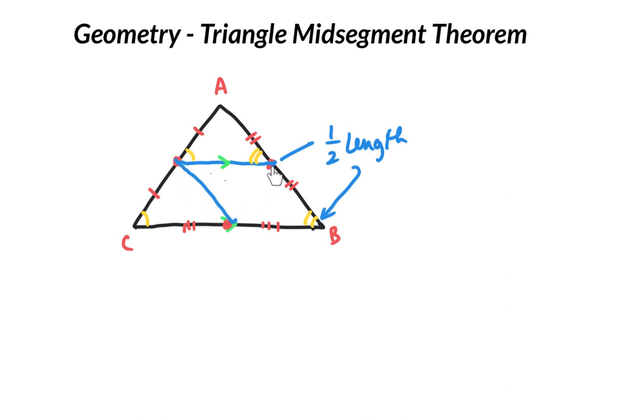But we could certainly connect these two. We could do this. Maybe I'll use a different color, like that. And then we'd say, okay, so now this side is parallel to this side, and this side is half the length of this side. So all of those midsegments, those connectors, would have the same relationship.